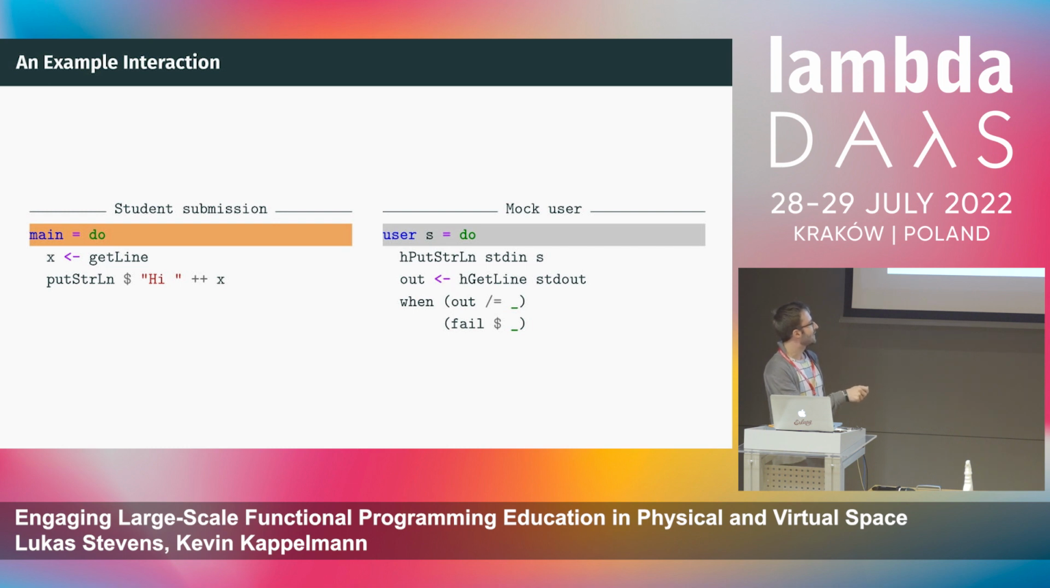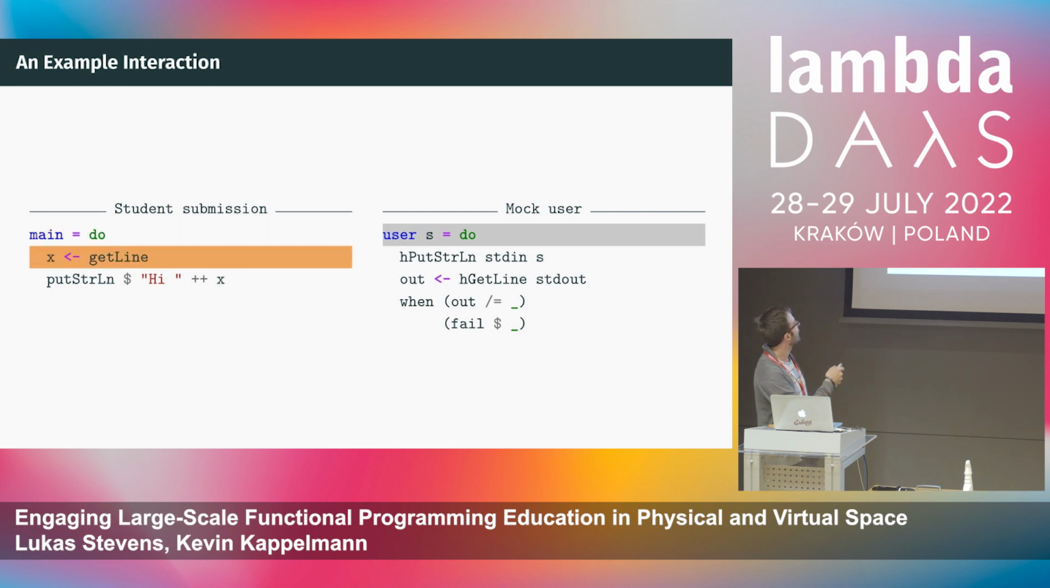it reads the output. So it puts in some name S, and then it reads the output, and then here this is omitted, but it checks whether this matches the expectation, and if it doesn't match, then it fails, and then the test fails. So the user is also the test. And if we step through this program, we get to this get line, and what happens in the real world is that this get line blocks, right?